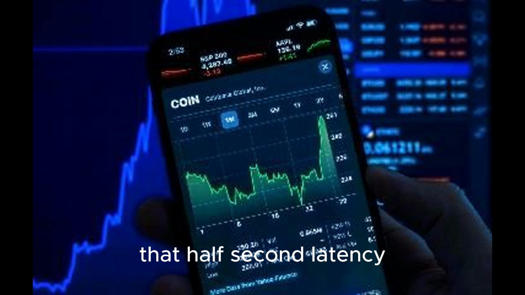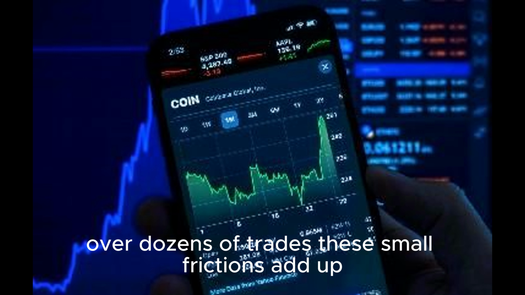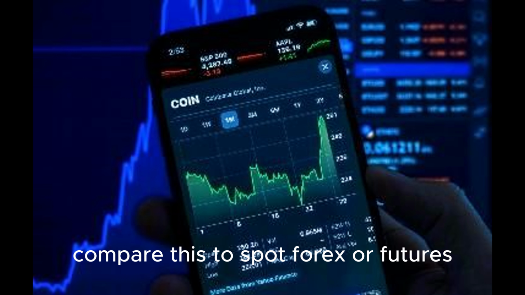That half-second latency changes a marginal win into a marginal loss. Over dozens of trades, these small frictions add up. Compare this to spot Forex or futures.